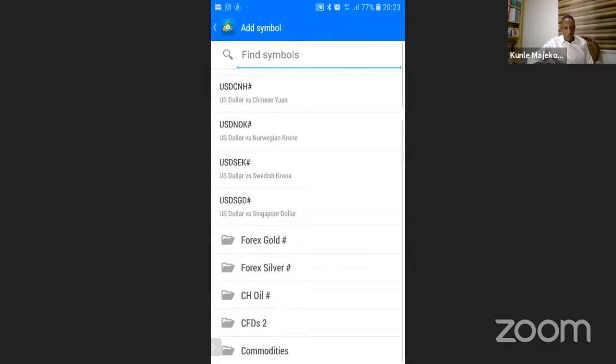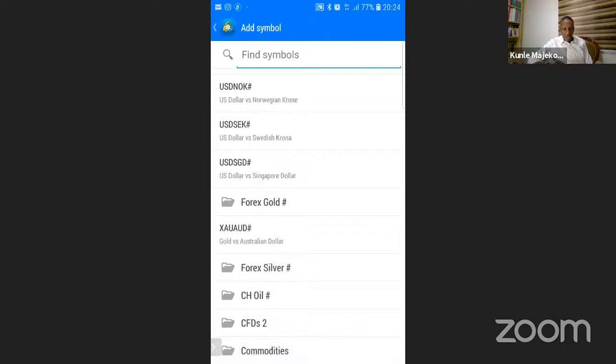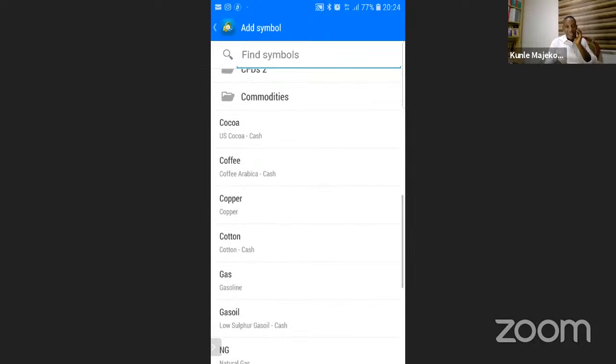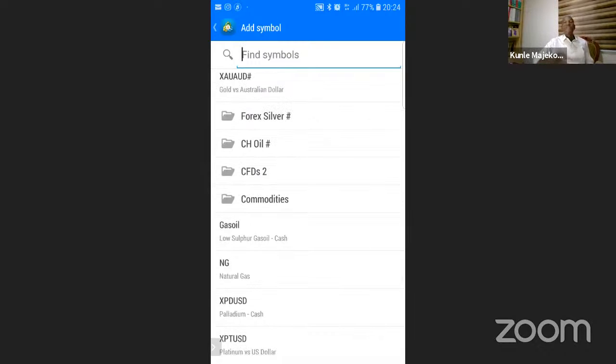Click everything. Now, what of gold? Do I want gold? Yes, I want to trade gold and USD. I click gold. Do I want to trade in commodities? Of course, I want to trade in commodities. So I click cocoa, coffee, copper, cotton. I want to trade in gas. I want to trade in soya beans, orange juice, sugar, wheat, whatever it is that they have that you think you can trade. Don't forget what I told you yesterday.